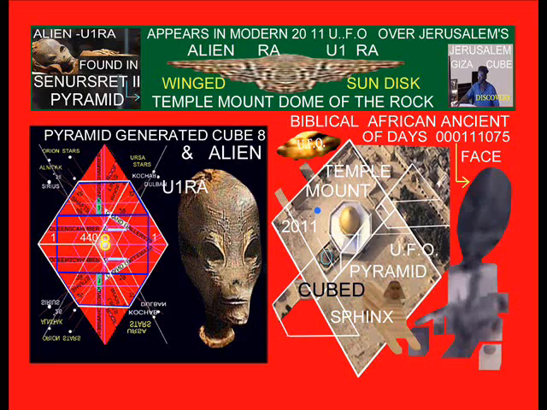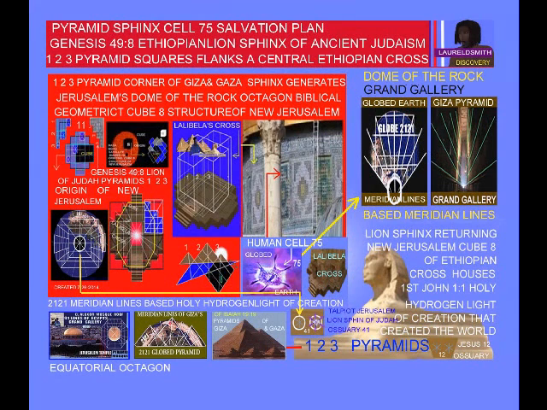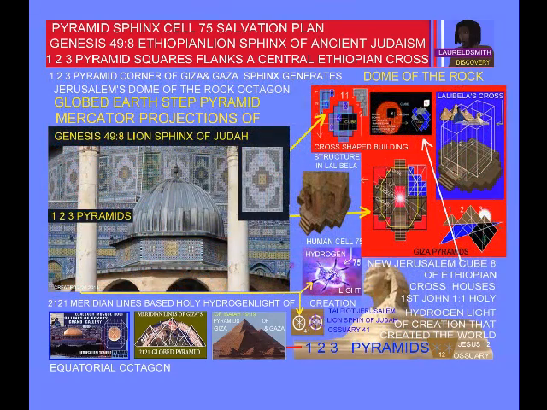So when we look at the vertical section of the Ethiopian cross and the horizontal section, we must incorporate the square within the center of the Ethiopian cross as one of the basic Masonic foundations of ancient Judaism, biblical fourth son of Jacob. So when we look at the square within a vertical and horizontal section of the Ethiopian cross, we have identified the 1, 2, 3 group of the pyramid squares.